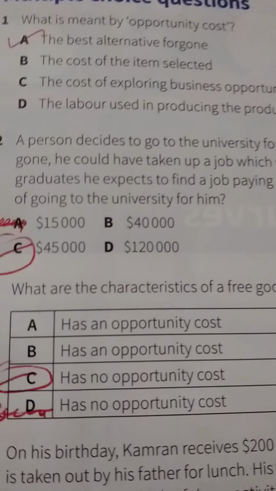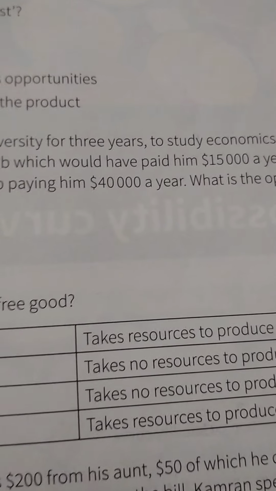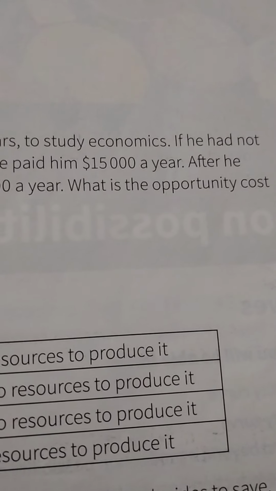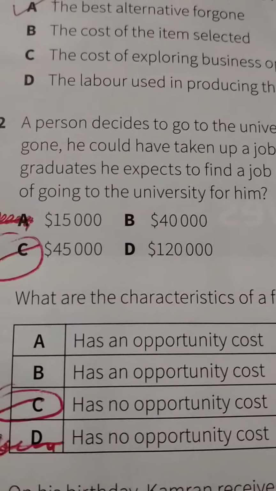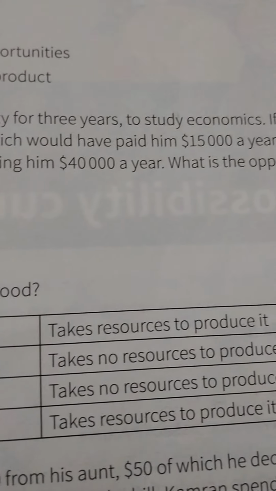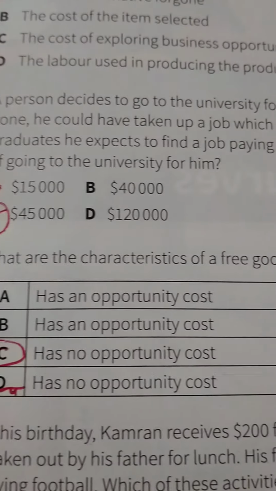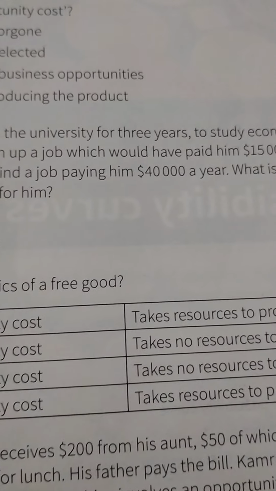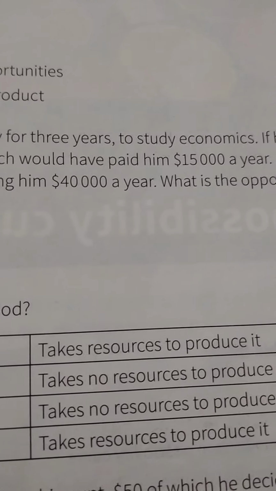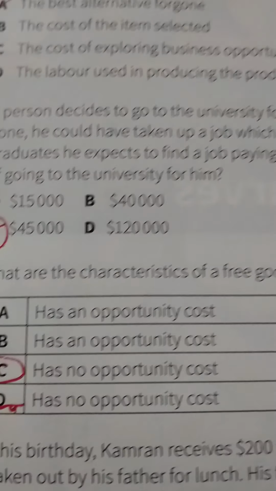Question number 2, a person decides to go to the university for 3 years to study economics. If he had not gone, he could have taken up a job which could have paid him $15,000 a year. After he graduates, he expects to find a job paying him $40,000 a year. What is the opportunity cost of going to the university for him?